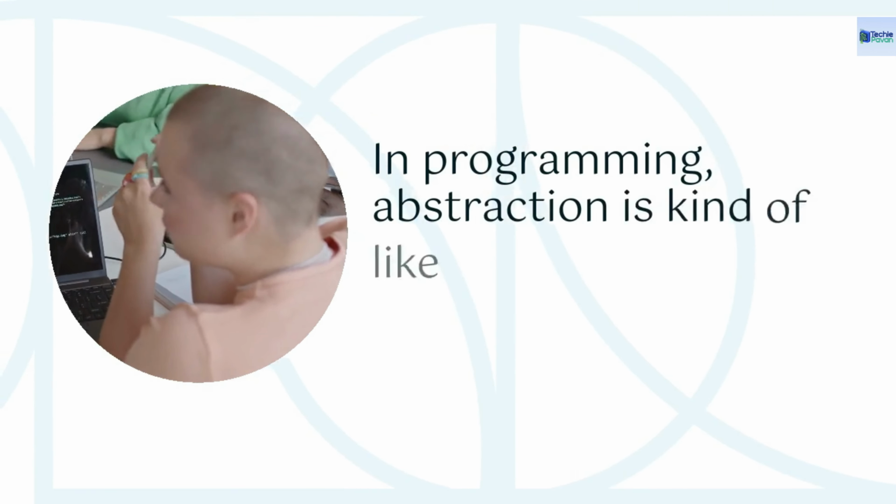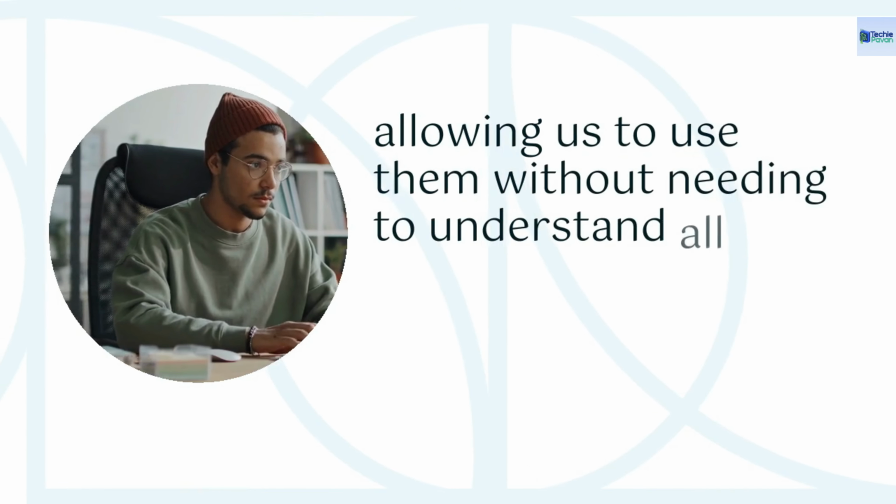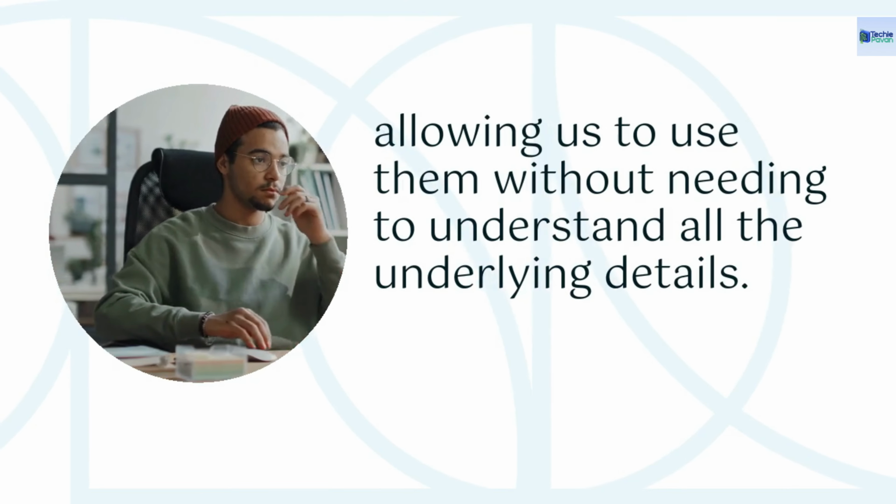What is abstraction in object-oriented programming? Abstraction is a way to simplify complex systems by focusing only on the most important parts and hiding unnecessary details. In OOP, we use abstraction to create objects that represent real-world things, allowing us to use them without needing to understand all the underlying details.